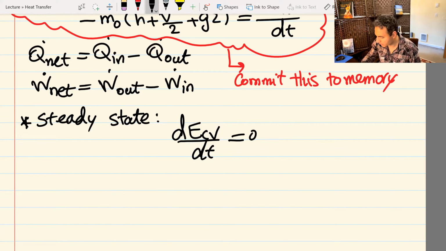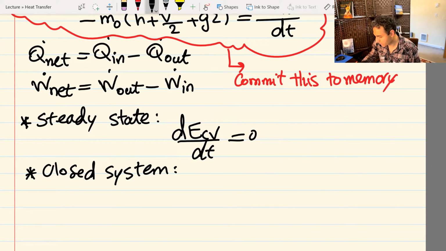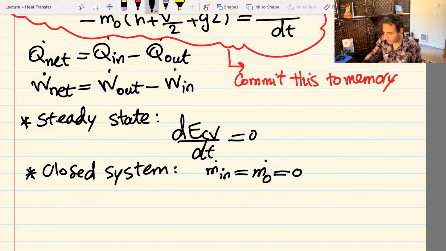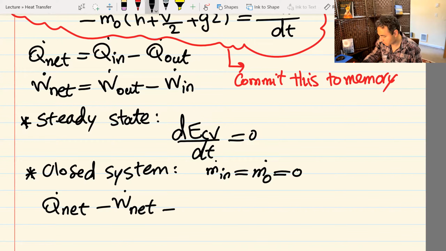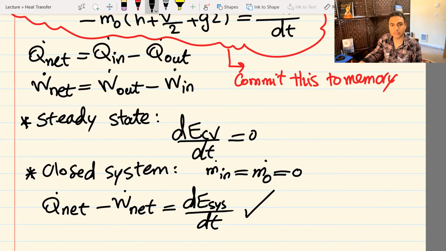Now, what about a closed system? For a closed system, there is no m dot in and there is no m dot out. They are 0. You know how easy it becomes? It becomes this: Q dot net minus W dot net equals dE_system/dt. Done. This is for a closed system.